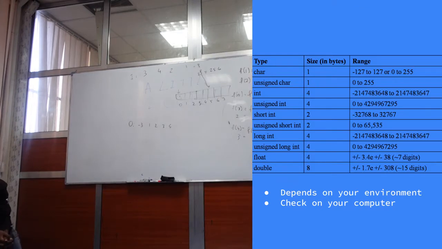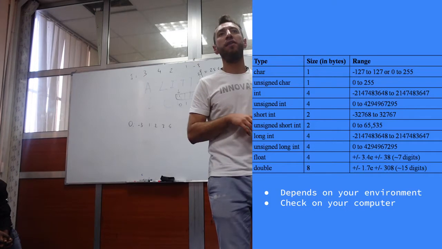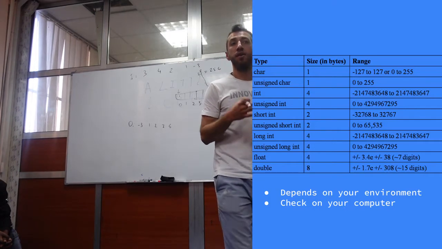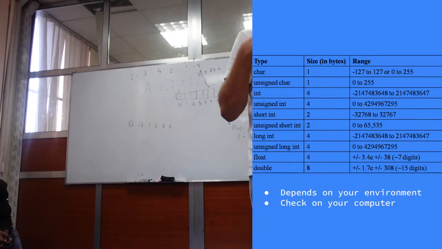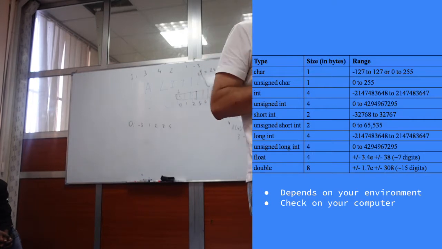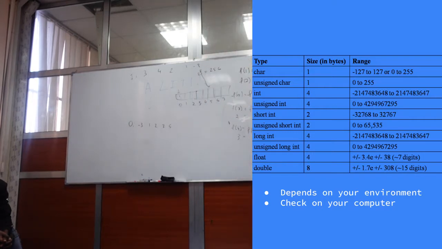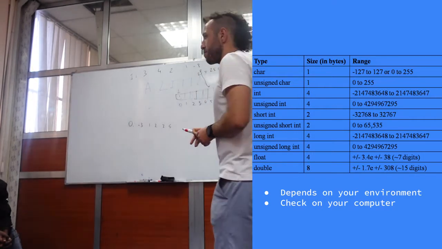And depending on your environment, some of these sizes may change. Like long int, for some compilers it is 8 bytes, for some compilers it's 4. That's why you should check by yourself to see what is going to be the exact size. I'm not sure if there is such a thing for Python. Probably not, right? Okay.